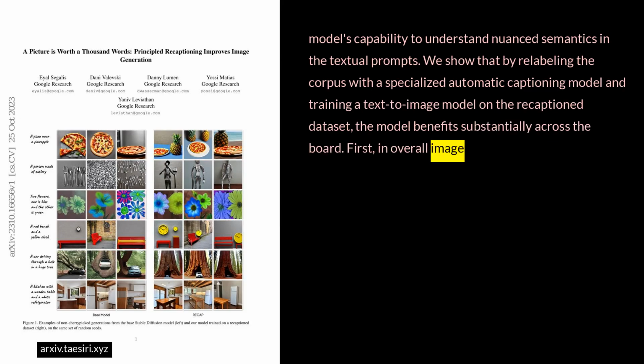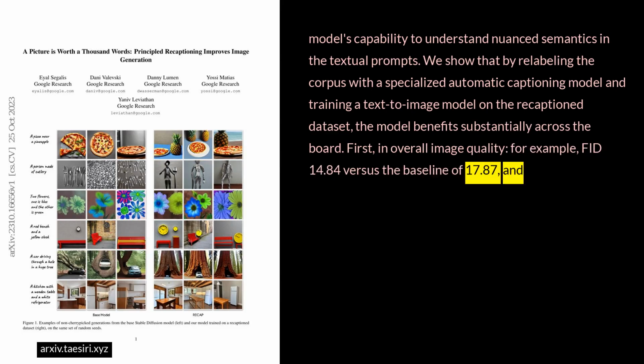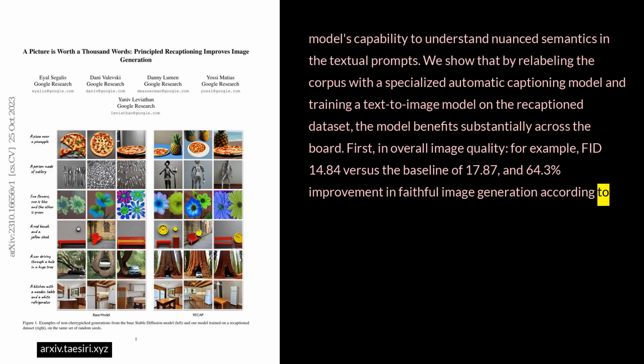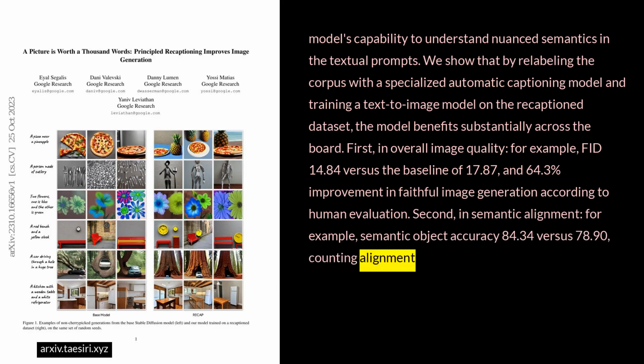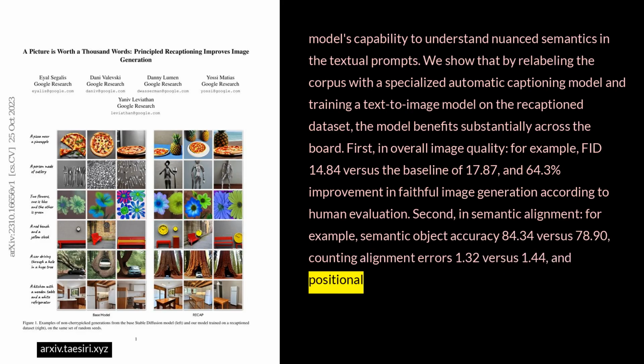First, in overall image quality. For example, FID 14.84 versus the baseline of 17.87, and 64.3% improvement in faithful image generation according to human evaluation. Second, in semantic alignment. For example, semantic object accuracy 84.34 versus 78.90, counting alignment errors 1.32 versus 1.44, and positional alignment 62.42 versus 57.60.